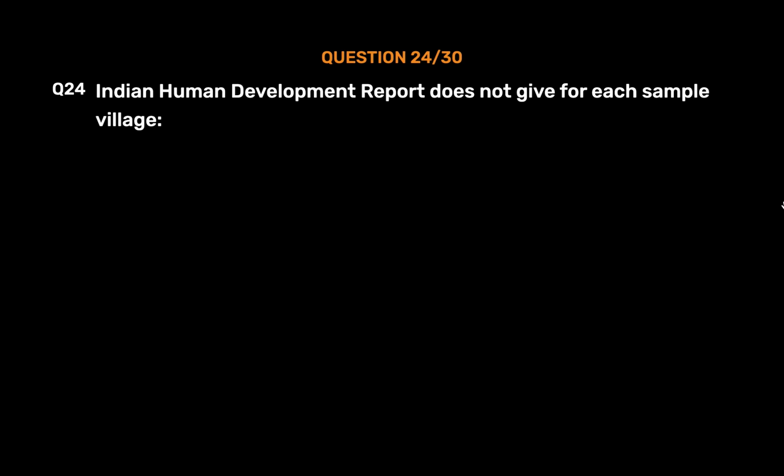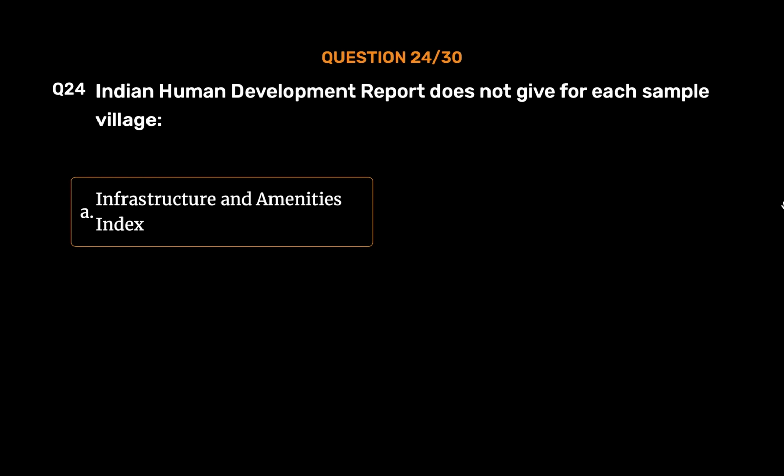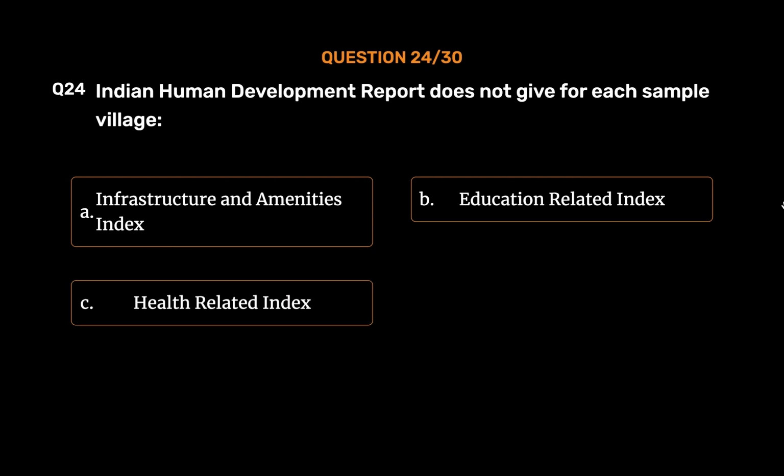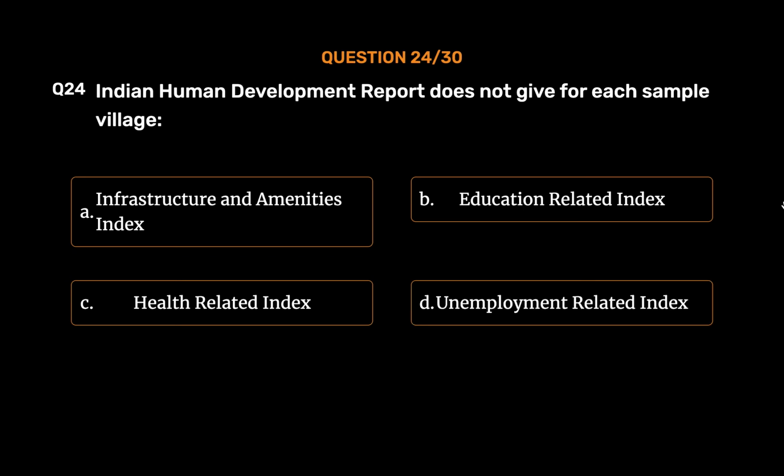Question number 24. Indian Human Development Report does not give for each sample village. Option A. Infrastructure and Amenities Index. Option B. Education-related Index. Option C. Health-related Index. Option D. Unemployment-related Index. The correct answer is Option D.